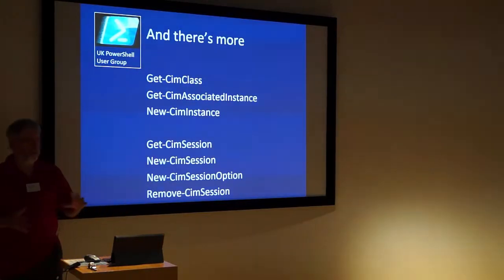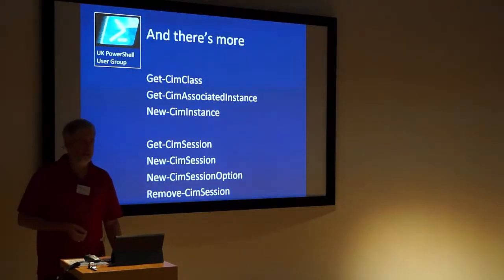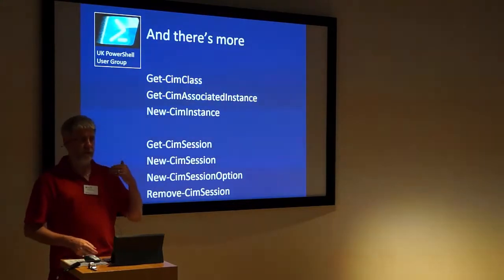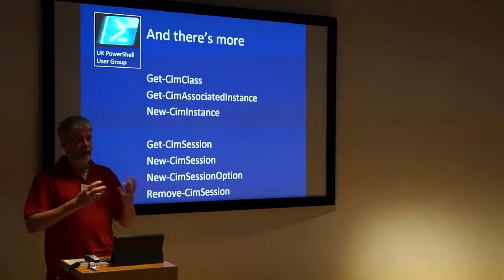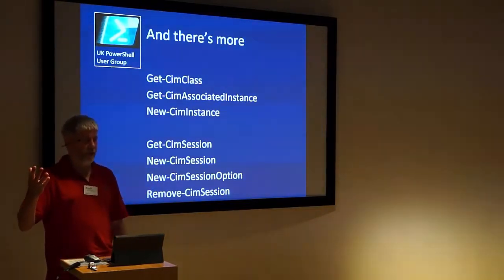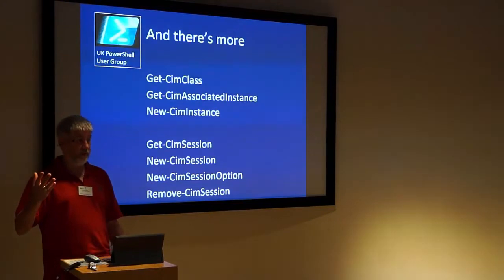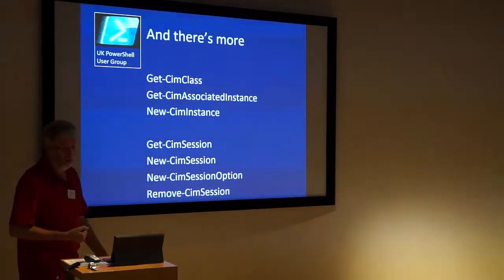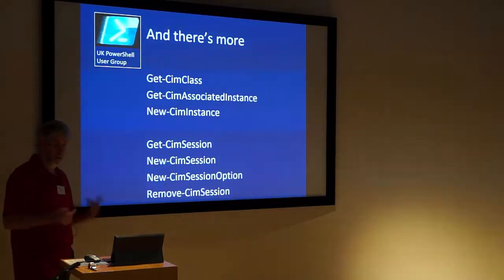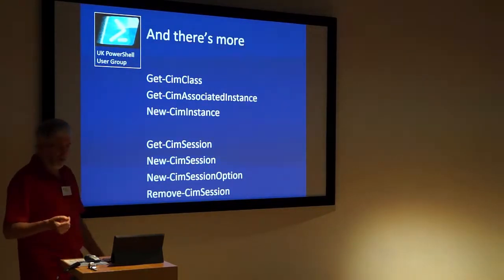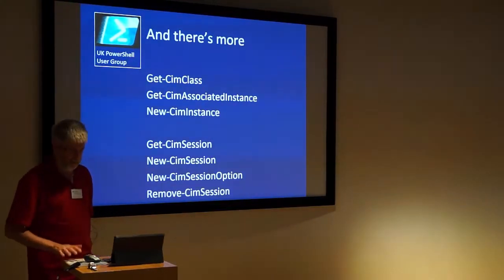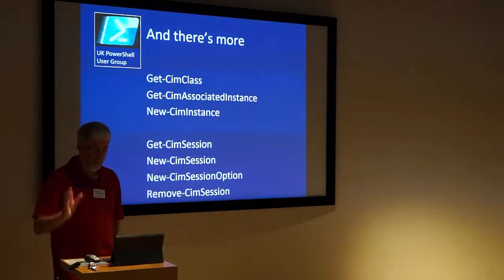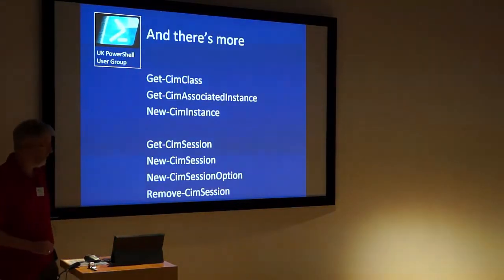Have you played with the associations in WMI? If you've got something like the Win32 network adapter class, it is associated with the network adapter configuration class, so that you can find the two sets of information. Get-CimAssociatedInstance is an easier way of working with that. New-CimInstance, it's there, but it doesn't have that much use. The important ones are at the bottom, the CIM sessions.